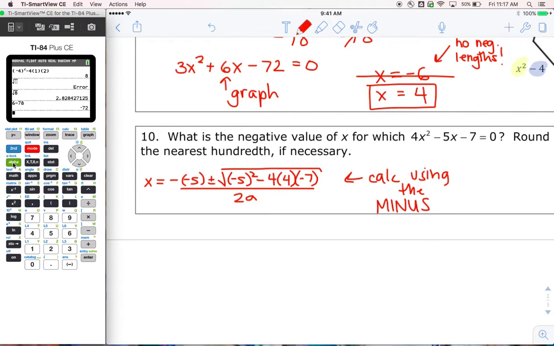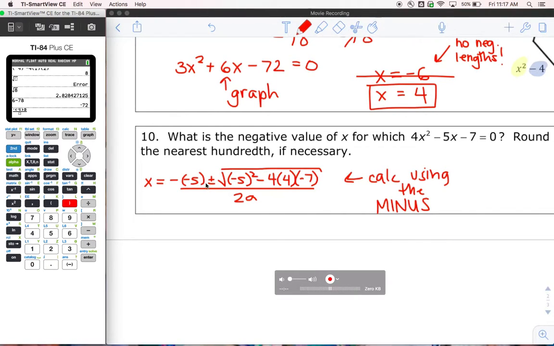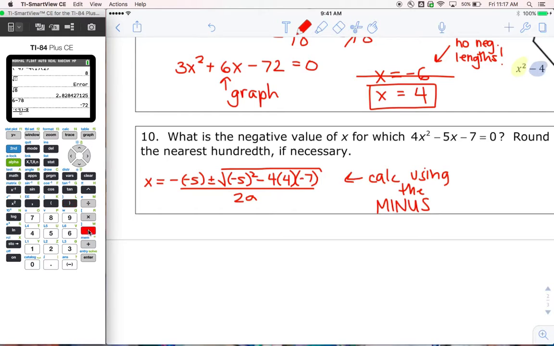First, I'm going to do a fraction, so alpha y equals, and then press enter. So I got a fraction. So I'm going to start with negative parentheses, negative 5 parentheses. Then I'm not using the plus and the plus minus. I'm just going to use the minus. I'm thinking this will give me a negative answer, but let's try it. Then I got my square root, and then I've got my parentheses, negative 5 parentheses squared, minus 4 parentheses 4, and then we got that negative 7 up there.